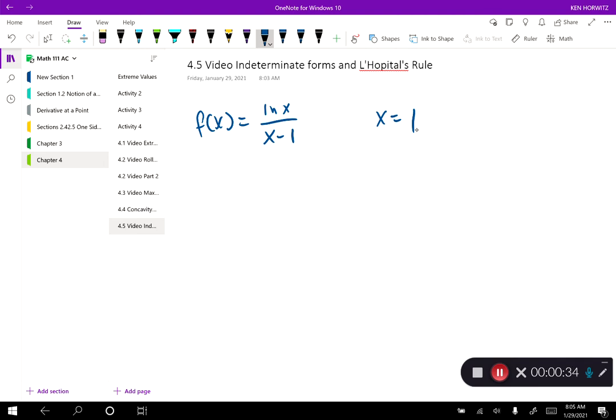So in an effort to get around that, we learn the concept of a limit, right? So the limit as x just gets really, really close to 1 of ln x over x minus 1 still equals 0 over 0. Definitely a problem, and definitely one that needs to be overcome. This is called an indeterminate form.